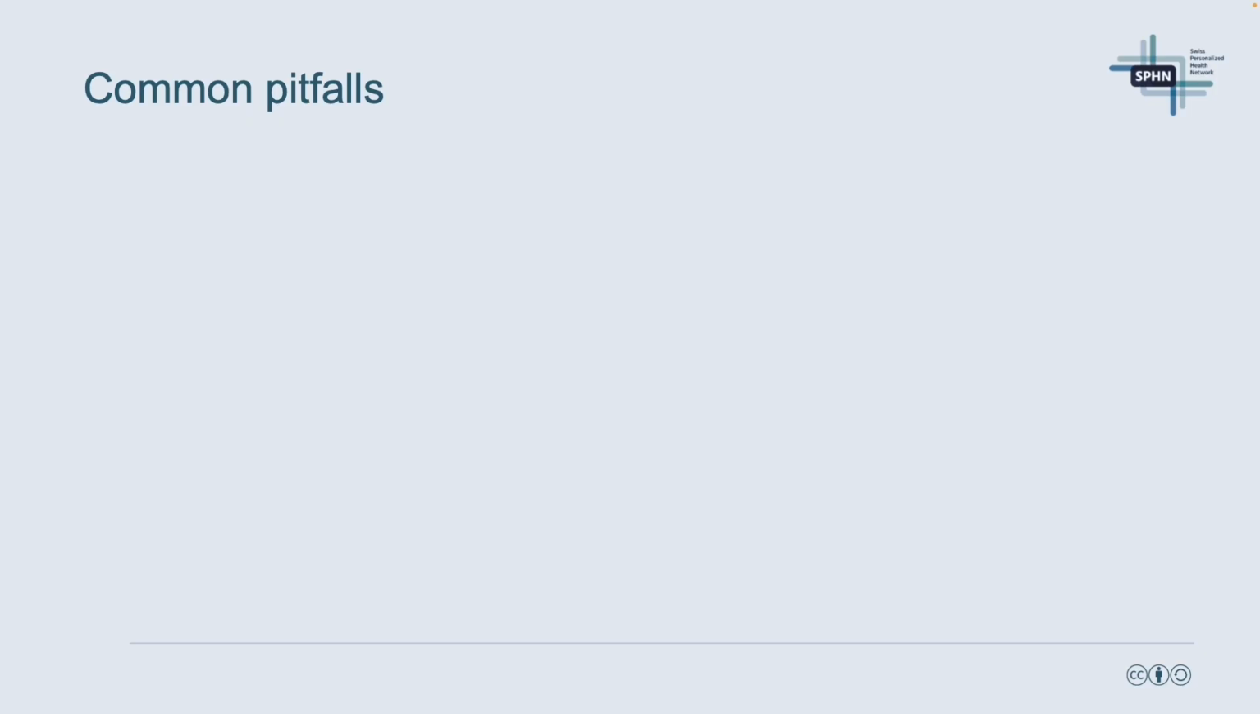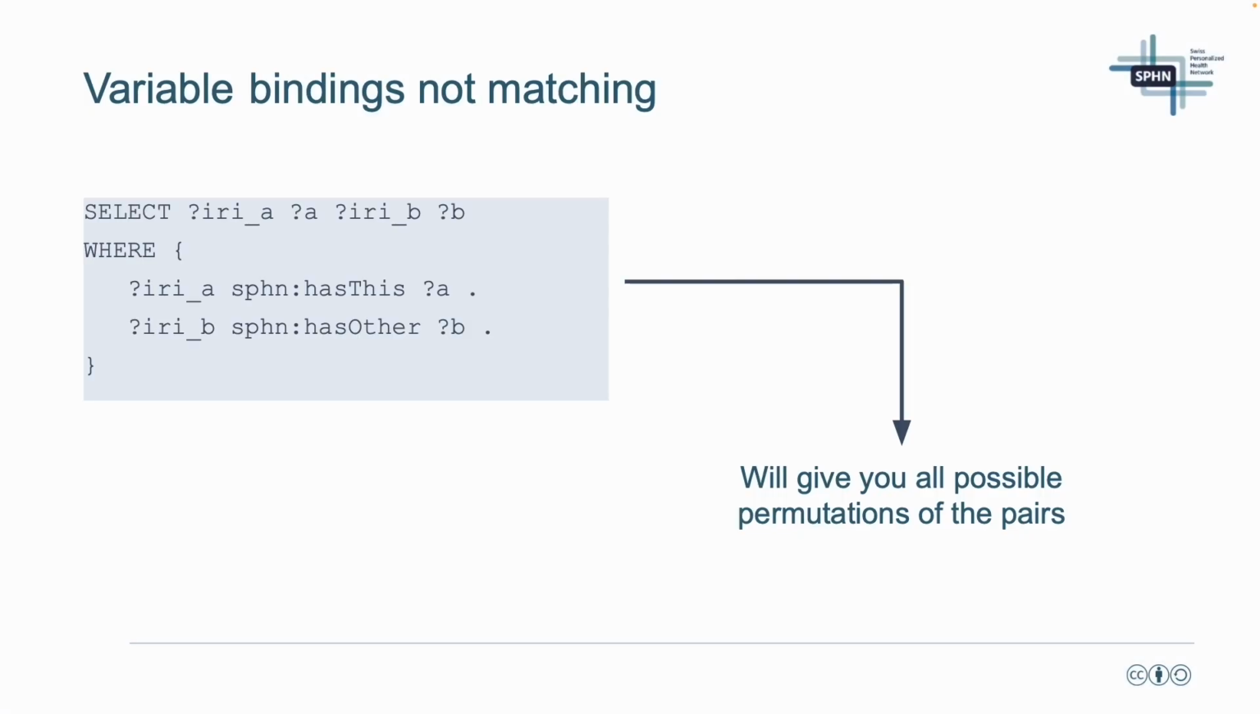Now let's see some of the common pitfalls that are observed and that you could think about when your query is either slow or not retrieving results as you would need. The variable bindings are maybe not matching. So in this example, the query retrieves pairs of resources and their associated values for two different properties. So this will give you actually all the possible permutations of the pairs, since there's also no relationship specified between the different values of A and B.